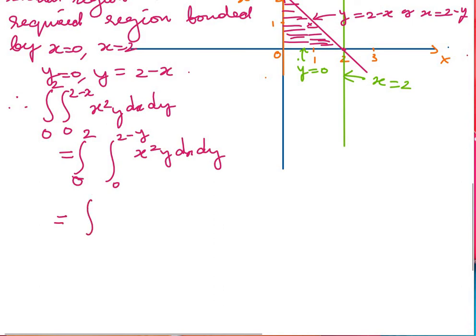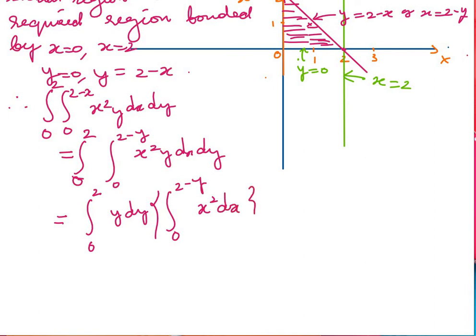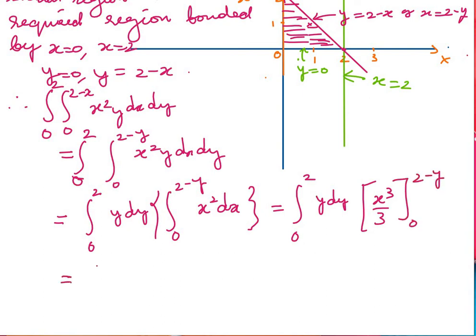So you need to integrate first with respect to x. It will be 0 to 2, then y dy you can take out, then integral 0 to 2 minus y, then x squared dx. So this is integral 0 to 2, then y dy will be there, and then x cubed by 3 from 0 to 2 minus y. So simplify this one, it will be from 0 to 2, then y dy, substitute the limits of integration for x, it will be 2 minus y to the power 3, then 1 by 3 can be taken outside, then minus 0 the limit of integration.